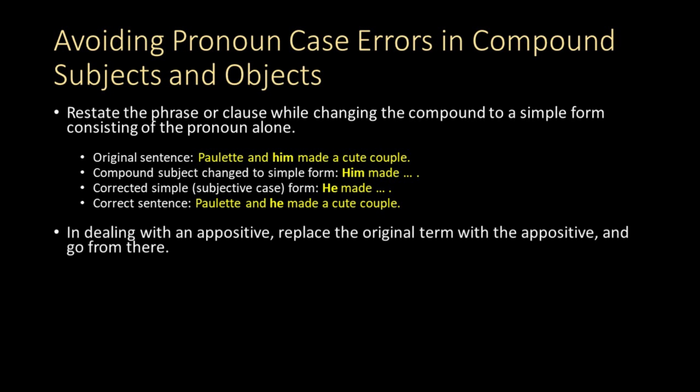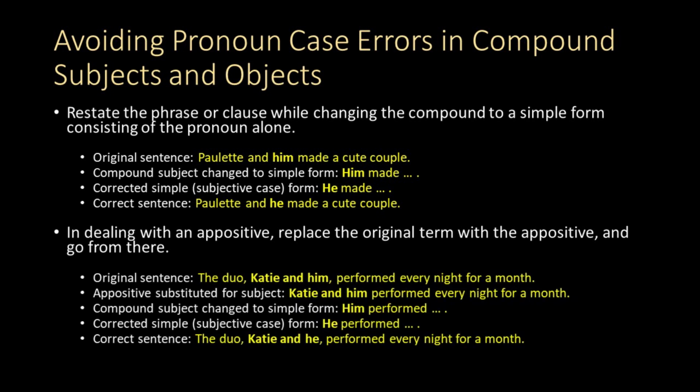If you're dealing with an appositive, just replace the original term with the appositive and go from there like this. Here's the original sentence with an appositive renaming the subject. The duo, Katie and him, performed every night for a month. Here's the appositive substituted for the subject. Katie and him performed every night for a month. And here's the compound subject changed to its simple form. Him performed. And now here's the corrected simple subjective case form. He performed. And finally, here's the correct sentence. The duo, Katie and he, performed every night for a month.